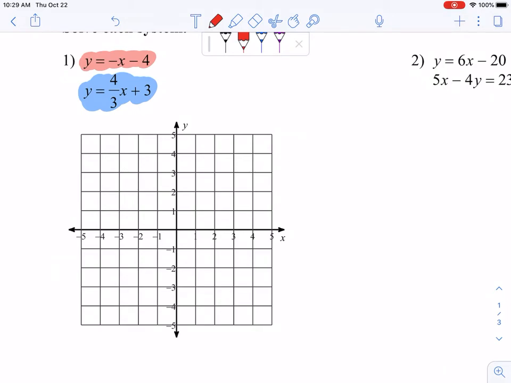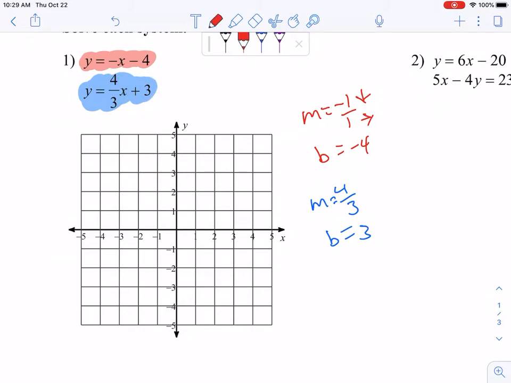So from my red line, my m value is negative 1 over 1. That came from the value that's next to x. So that would count down 1, right 1. And my b value is negative 4. Y equals mx plus b. For my blue line, my m value is 4 over 3, and my b value is 3. So again, mx plus b.